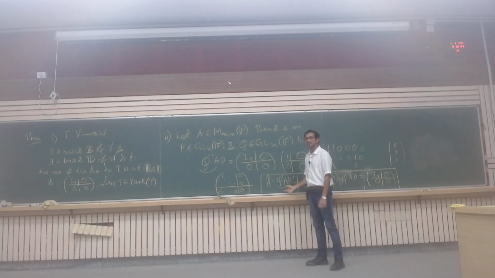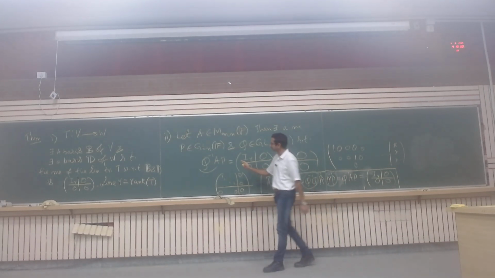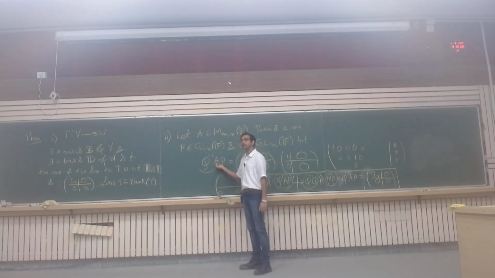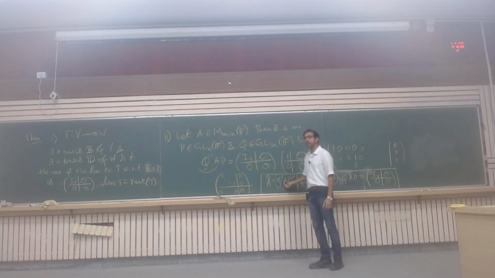Okay. I mean, it's not coming from anywhere. I'm just saying that this one is again representing this linear transformation. If A was a representation of T with respect to some bases B and D, then this one is also a representation of T with respect to some other basis.